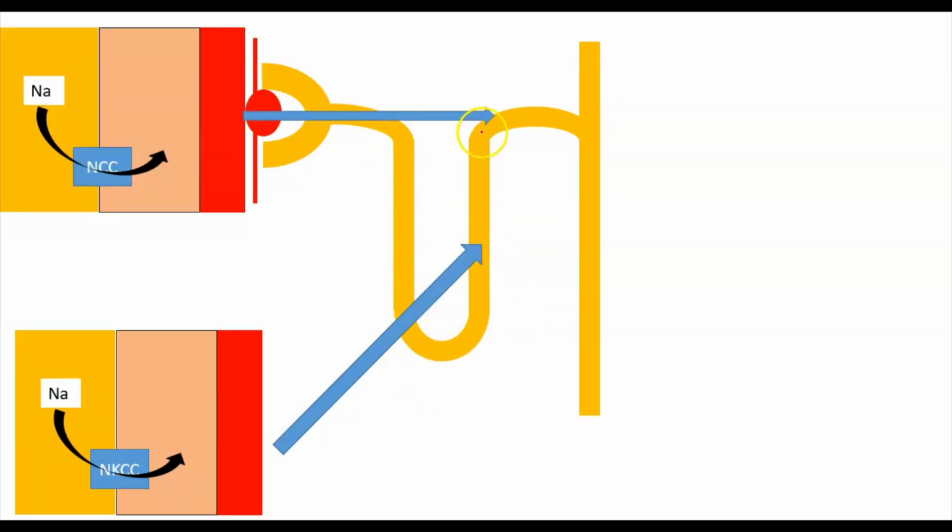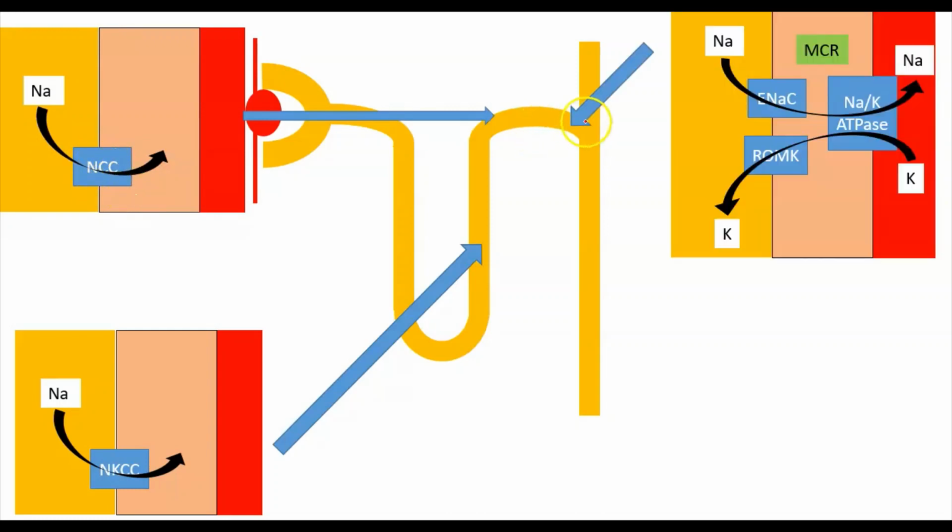Further distally, sodium can be reabsorbed in the distal convoluted tubule via a channel known as the sodium chloride cotransporter, or NCC, as shown here. And even further distally, sodium can be reabsorbed through the epithelial sodium channel, or ENaC, which is under the control of the mineralocorticoid receptor, or MCR, whereby when it binds aldosterone, or a mineralocorticoid, it leads to increased production of the ENaC, as well as a channel known as ROMK, or the renal outer medullary potassium channel, which leads to increased sodium reabsorption as shown here.